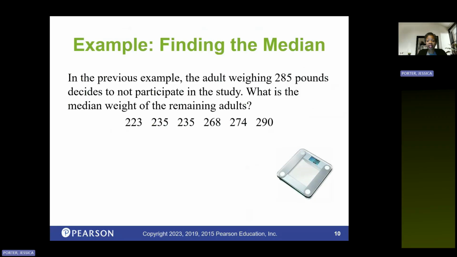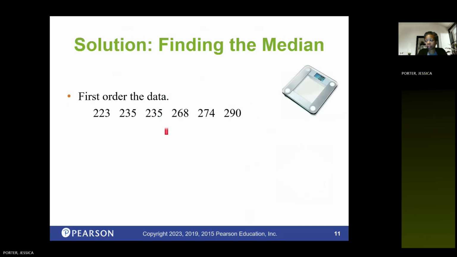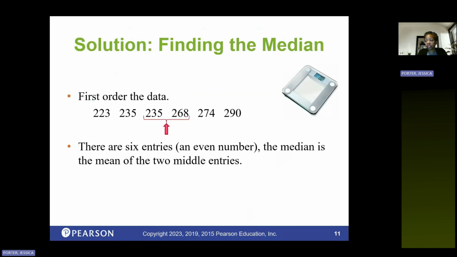Now, let's take out the person weighing 285 pounds. What is the median weight of the remaining adults? Well, now I have an even number. I'm going to have to take the average of the two middle points. That was already ordered. And so the median now becomes 251.5.